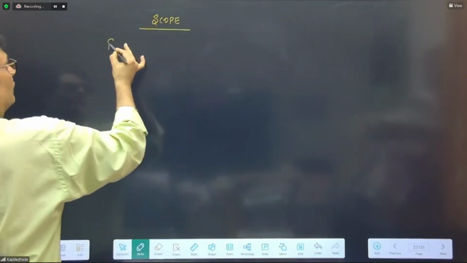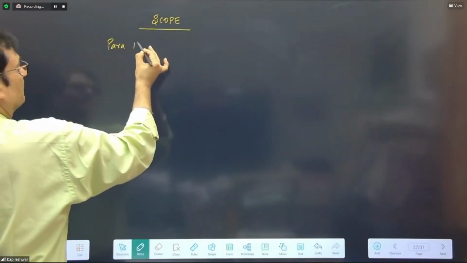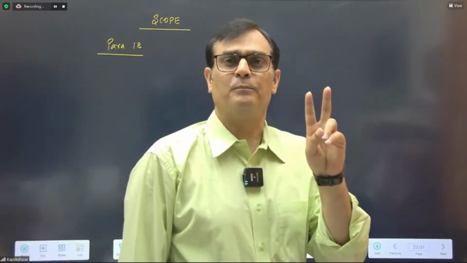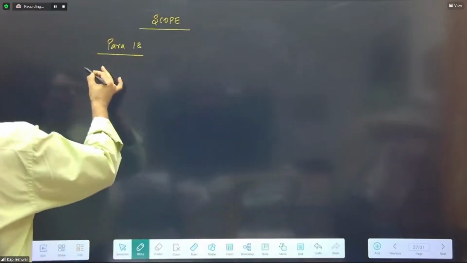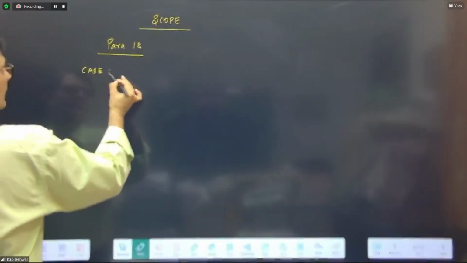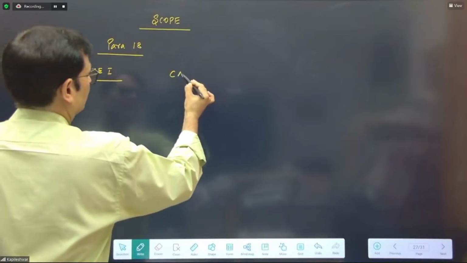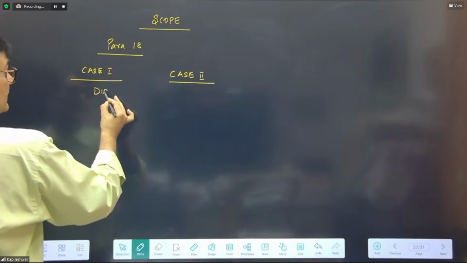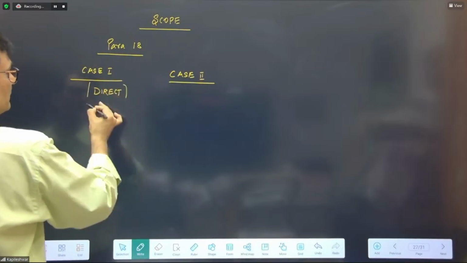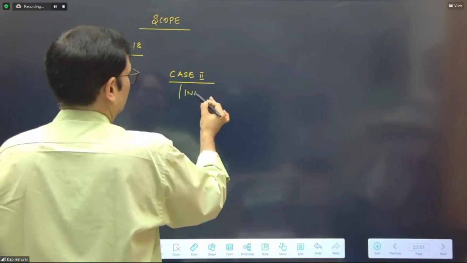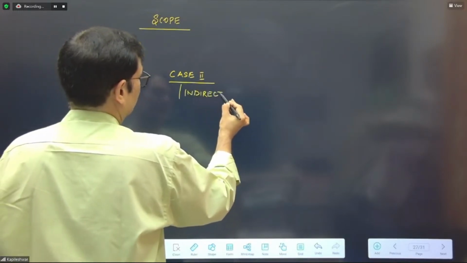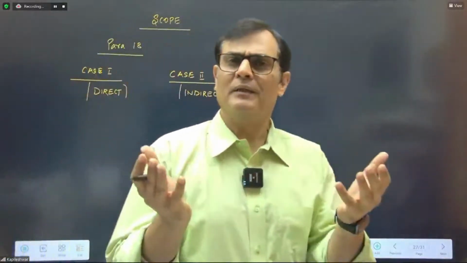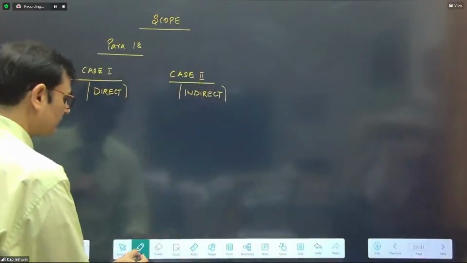So I'm looking at para number 18. Now, what does para number 18 say? I would take two cases in terms of para 18. Case number one and case number two. Case number one is supposed to be a direct investment, and case number two is supposed to be an indirect investment. So in terms of para number 18, I'm considering two cases, direct and indirect. Very simple. Let's take the two cases.